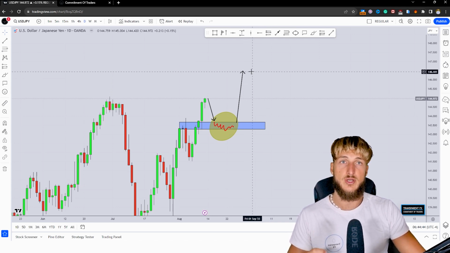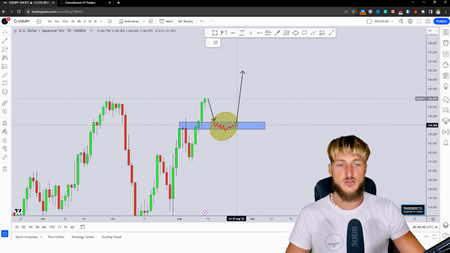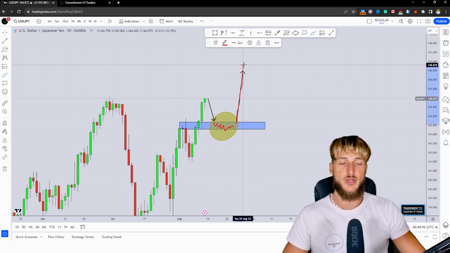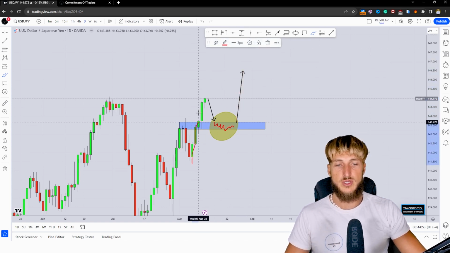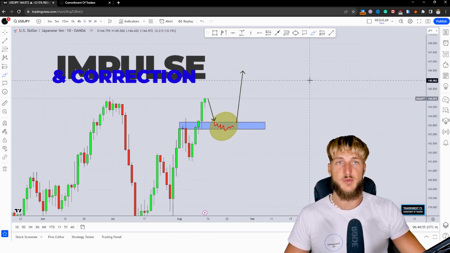And if the market would shift from an intraday bearish to bullish market and provide to us one of our valid entries, at that point, we could be looking for a potential move higher for the market to complete this impulse correction and impulse pattern to the upside.